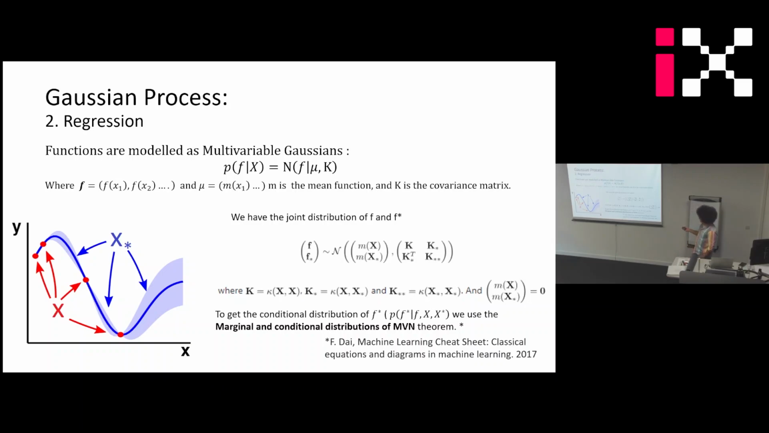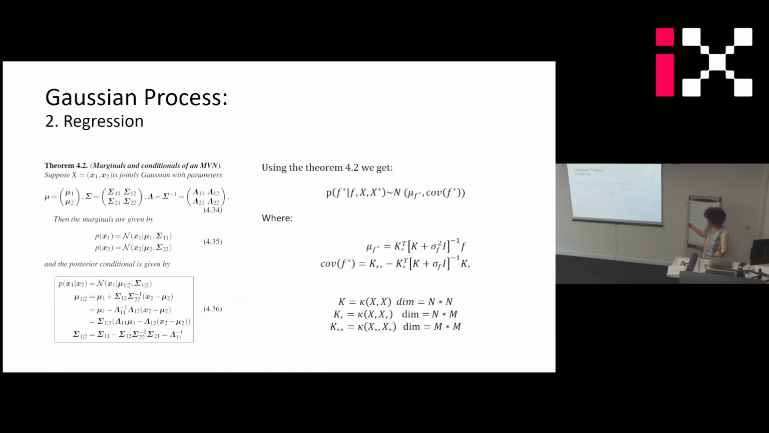So going from here to the other one, we go through some maths that I've put up here. I'm not going to go into too much detail about the theorem, but the idea is that you can define this distribution as a normal distribution, with the mean related to these different covariance matrices. K star would be the covariance matrix between x and x star, K would be your covariance matrix of x, and K star star would be the covariance matrix of x star and x star. And these would have different dimensions.